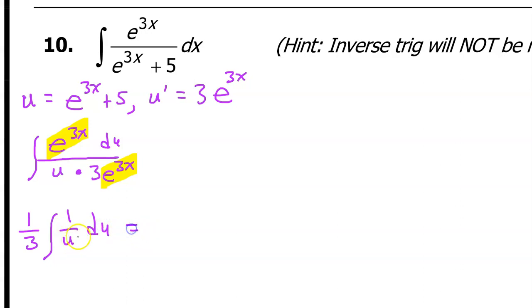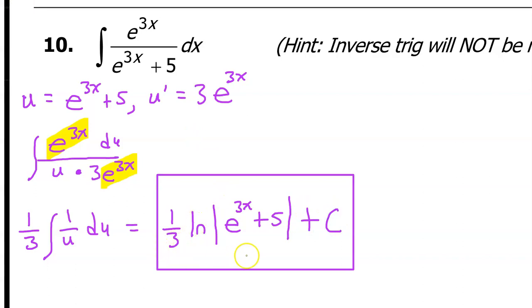But this is a memorized rule. So I'm going to hang on to that 1/3. The antiderivative of 1 over u is the natural log of the absolute value of u. So the absolute value of e to the 3x plus 5, plus c. So that's it for number 10.